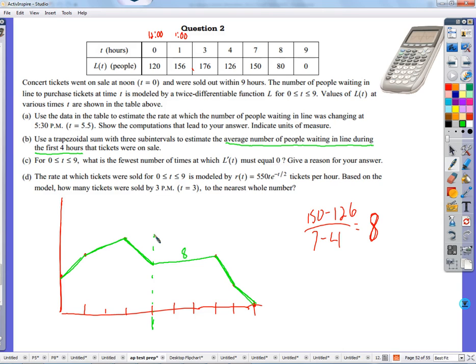Someone give me a guess. Do you think 200 sounds reasonable? An average of 200 people waiting in line between zero and 4 hours? Why not? Because there are no numbers on here that are over 200, and to have the average be 200, something would have to be bigger than 200. Do you think an average of 100 people? No, it's too far below. The average is somewhere between the highest and lowest values. Somewhere in here is the average value.